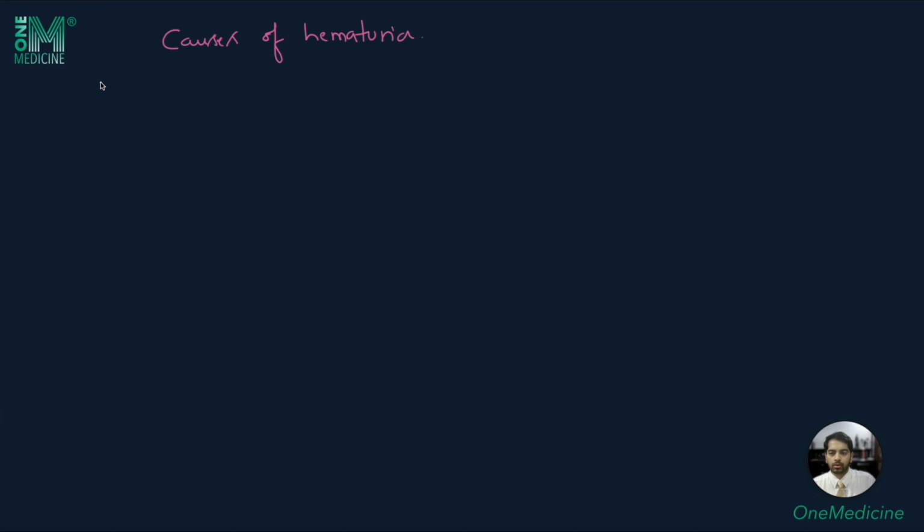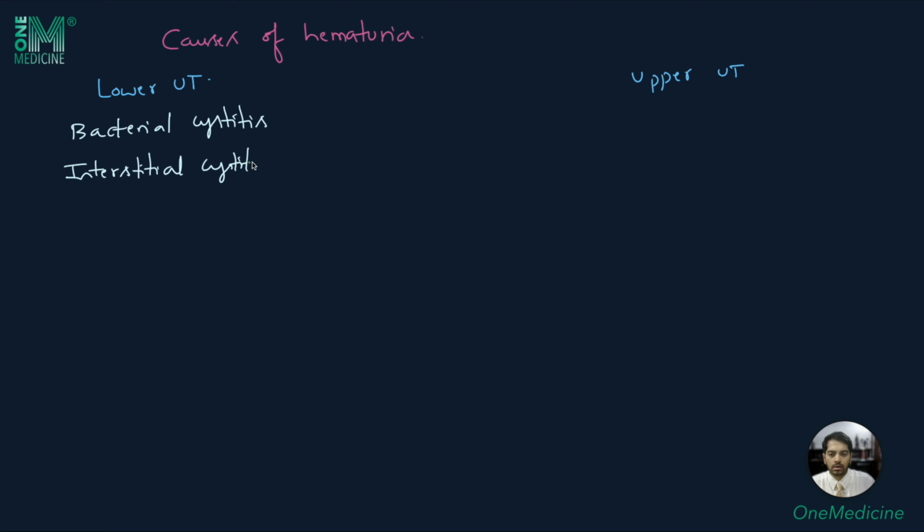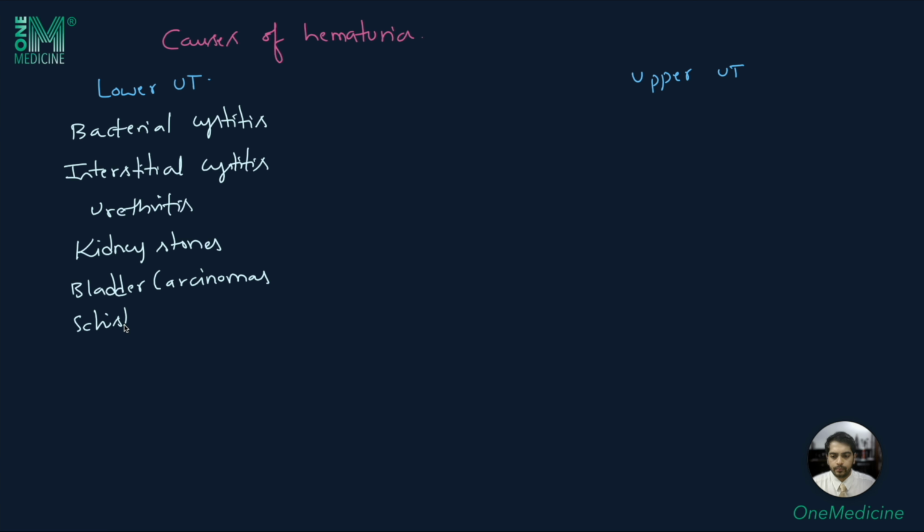These can be divided into causes pertaining to lower urinary tract and causes pertaining to upper urinary tract. In lower urinary tract, the causes include bacterial cystitis, interstitial cystitis, urethritis, kidney stones, bladder carcinomas, schistosomiasis.